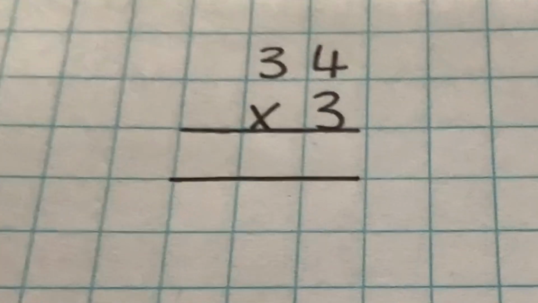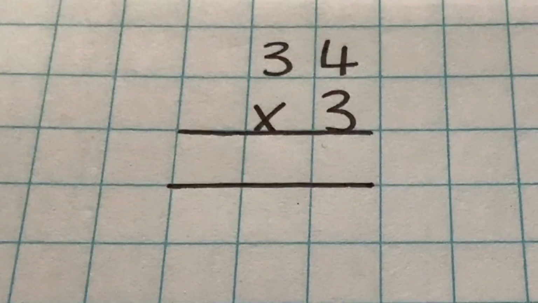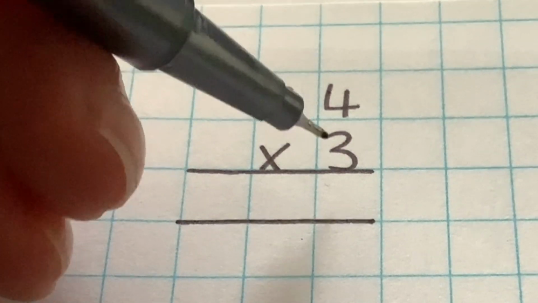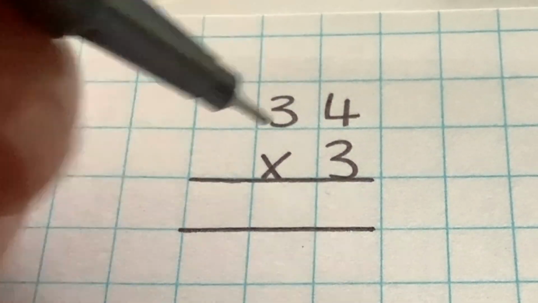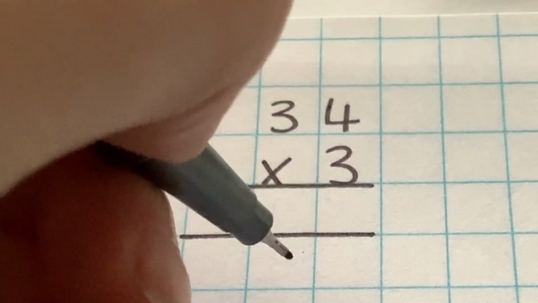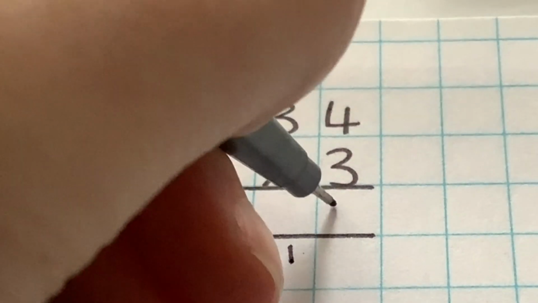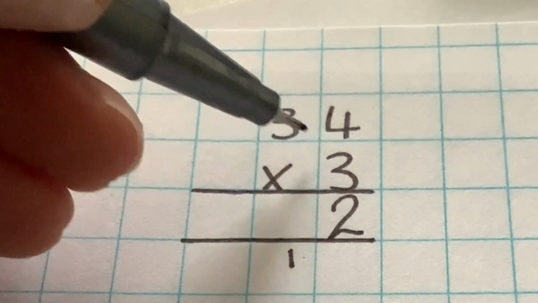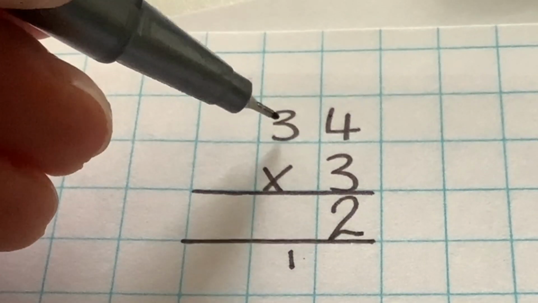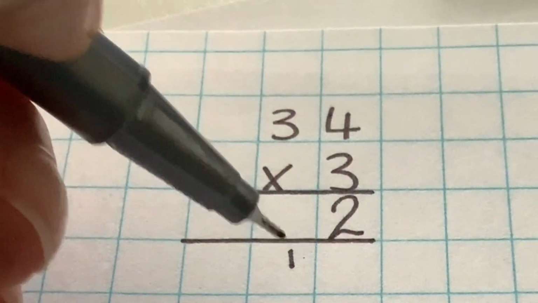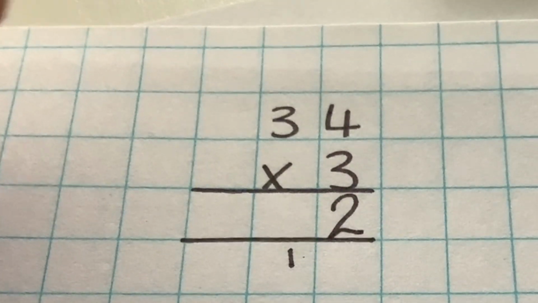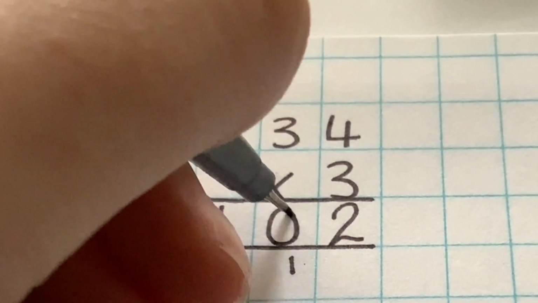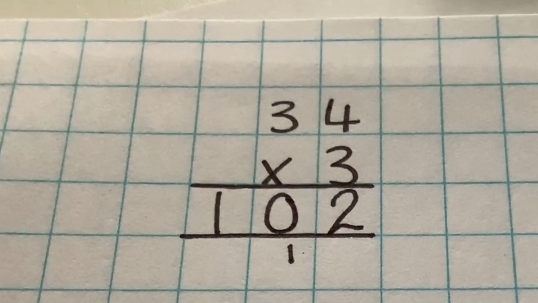Okie doke, let's have a little look at the next one. 34 times 3. Just like before, I'm going to start by multiplying the units. 3 times 4. 3 times 4 is 12, but we know that that has to have the 1 in the tens column and the 2 in the units. Now I can multiply the next digit. 3 times 3. 3 times 3 is 9. Add on the 1 that you've carried over. 9, add on 1 is 10. 1, 0. My final answer is 102.